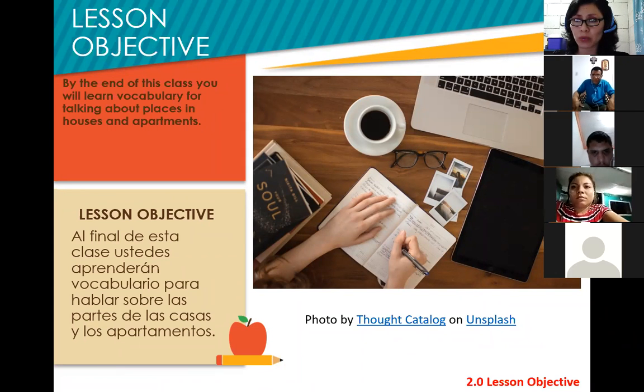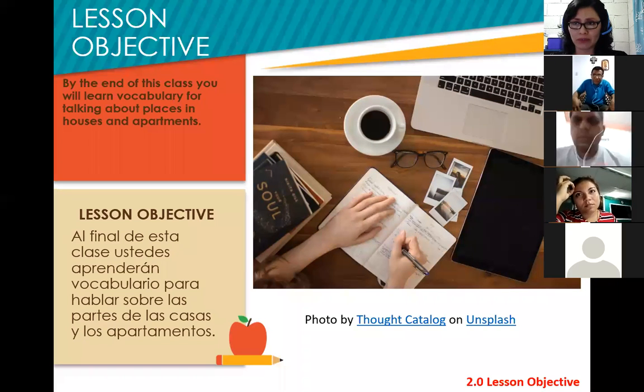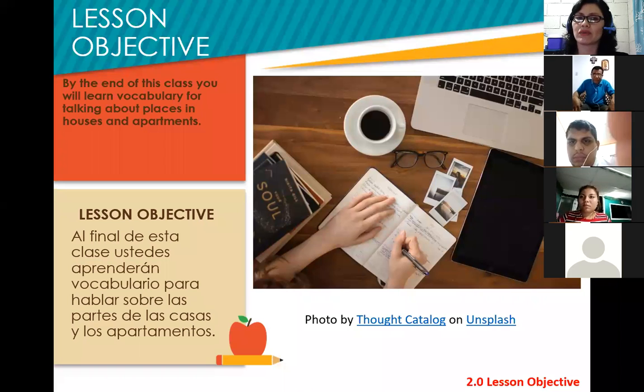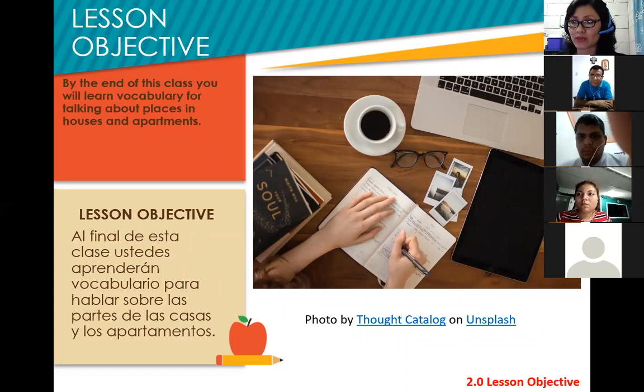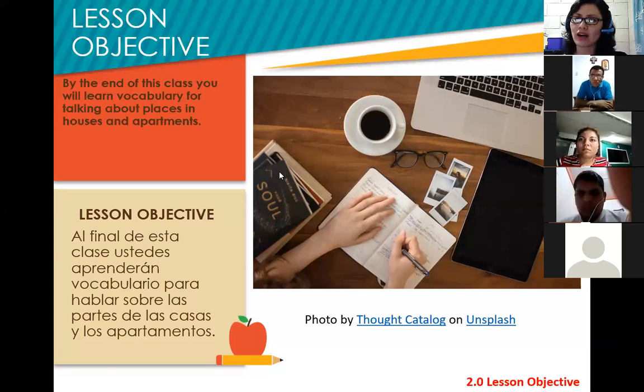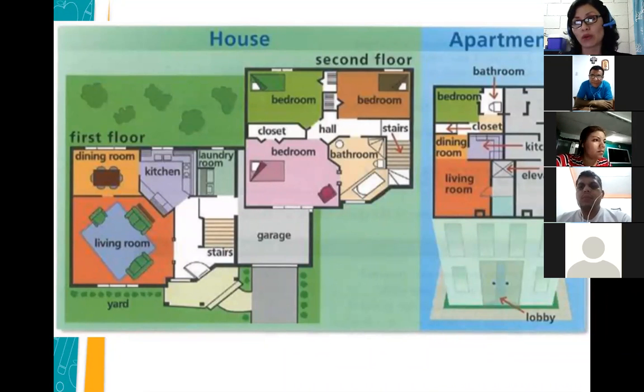Okay. So I'm going to leave in standby section number one. And as I was sharing with you before, if we have time, we're going to cover present simple, right? Which is something very important that we need to handle. Then when it comes to section number two, we begin with the main objective, okay? Which is by the end of this class, you will learn vocabulary to talk about places in houses and apartments, okay? So the very first thing that comes in section number two is the vocabulary about a house and also an apartment.